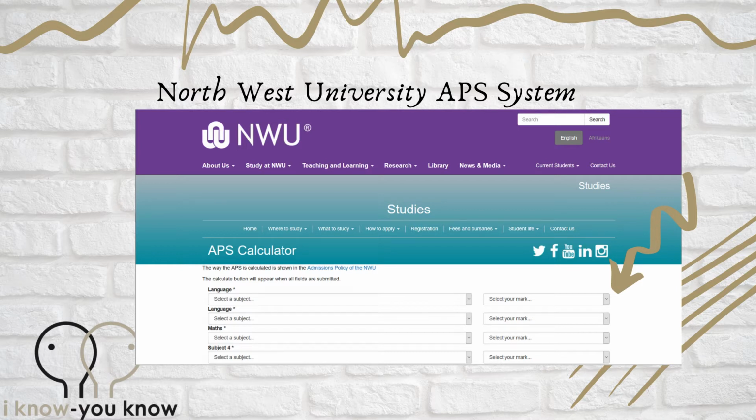The second example I've included is the Northwest University APS score system calculator, and it pretty much is the same as the previous one you saw, TUT's one, whereby it's a tool that they've created where you pick your subjects and your mark, and then they let you know exactly how much you got.